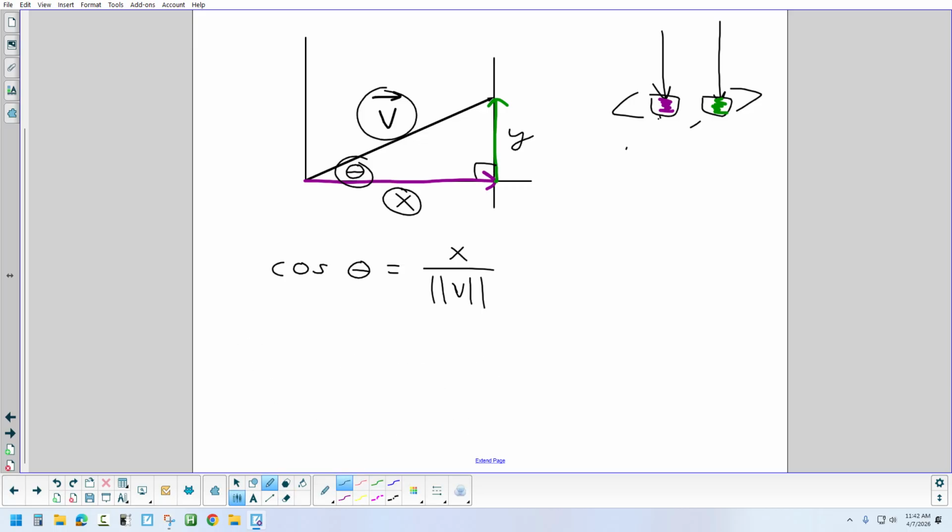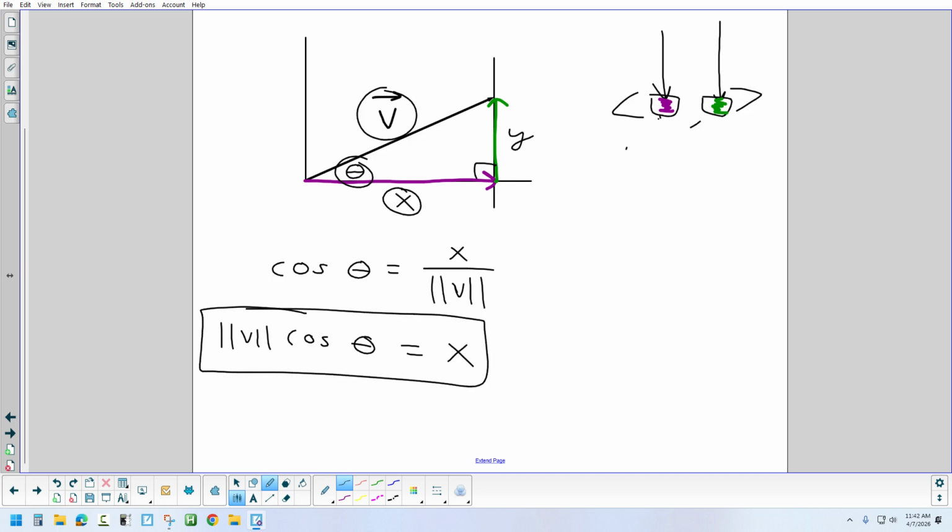So now we're going to solve for x. How would you get x by itself there? Multiply by the magnitude. That is the formula that goes in the first box. So if I tell you the speed at which I'm throwing an object and the angle that I threw it at, to figure out your horizontal component for that information, that's the formula. It's the speed times the cosine of the angle you threw it at.